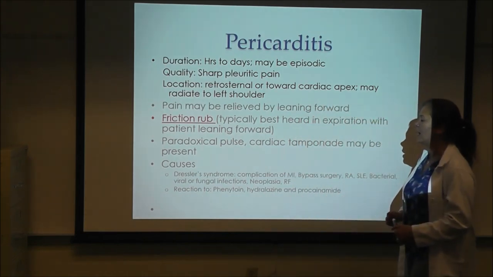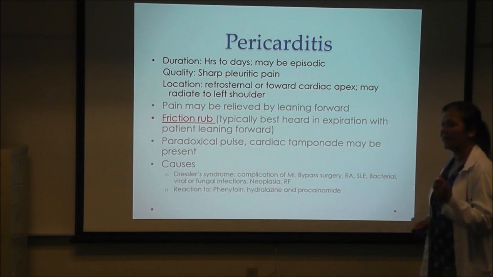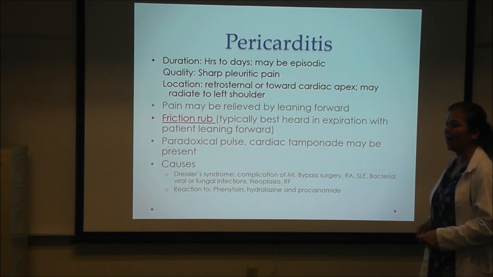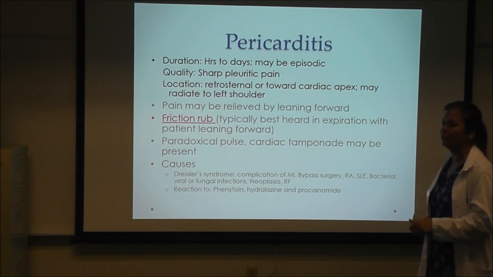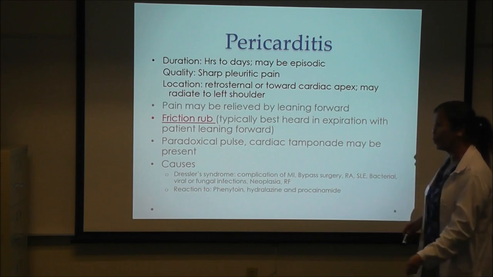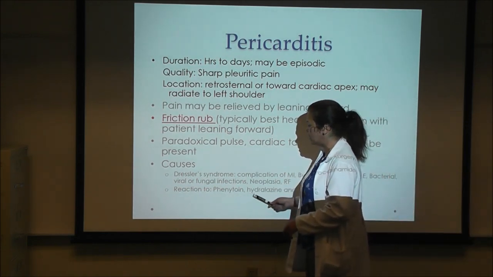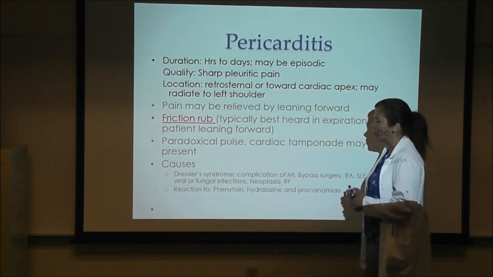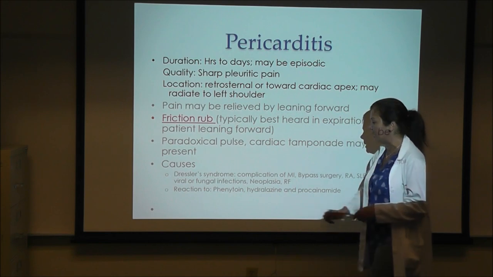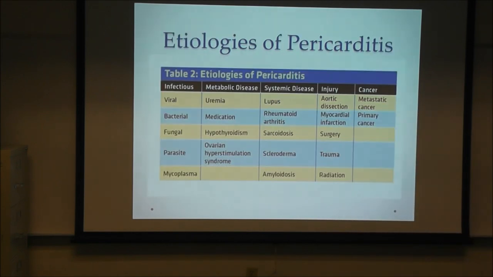Other processes or inflammatory reactions can produce pericarditis. I explained about renal failure and how the urea accumulation can produce uremia and therefore pericarditis, but also medications that are highly irritative, that do have a very narrow spectrum, such as phenytoin and procainamide or hydralazine, can also produce pericarditis.